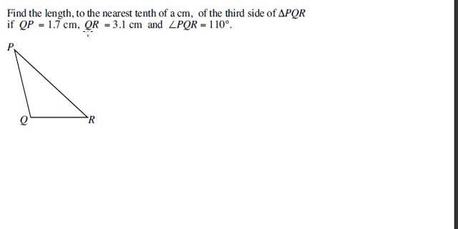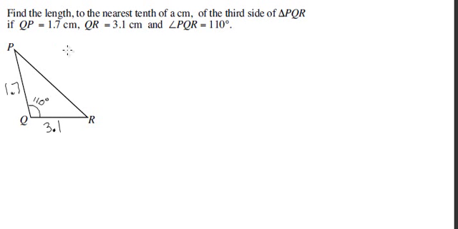Find the length to the nearest tenth. This is more practice on the cosine law. Find the third side if QP is 1.7. 1.7, there we go. QR is 3.1. There we go. And PQR, this angle, is 110.